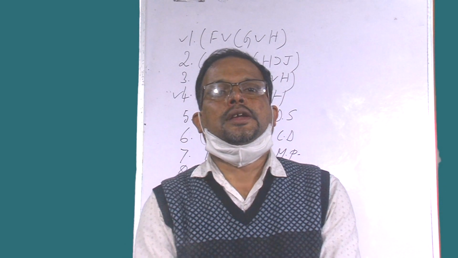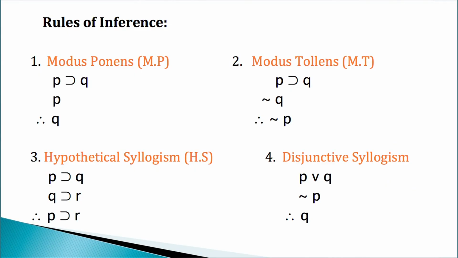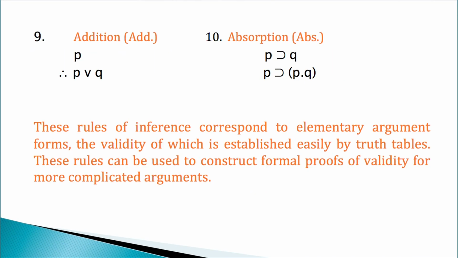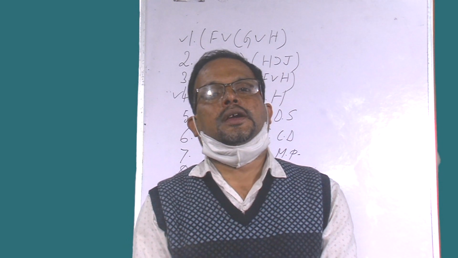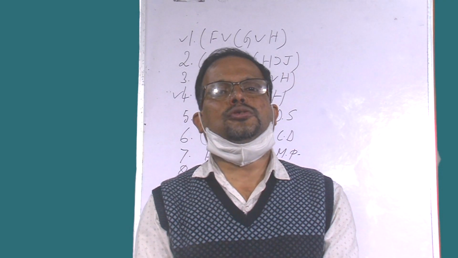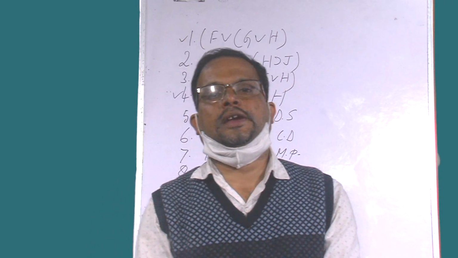So dear learners, in rules of inference we find rules like modus ponens, modus tollens, hypothetical syllogism, disjunctive syllogism, constructive dilemma, destructive dilemma, simplification, conjunction, addition and absorption. These rules of inference correspond to elementary argument forms, the validity of which is easily established by truth tables. These rules can also be used to construct formal proofs of validity for more complicated arguments.